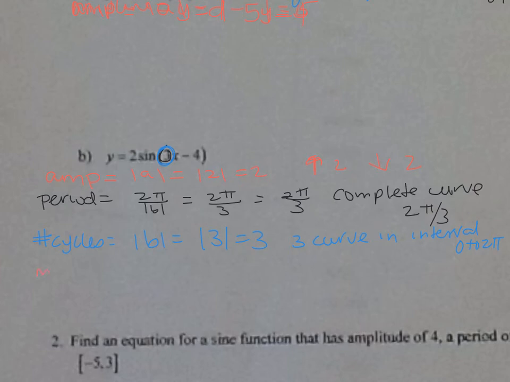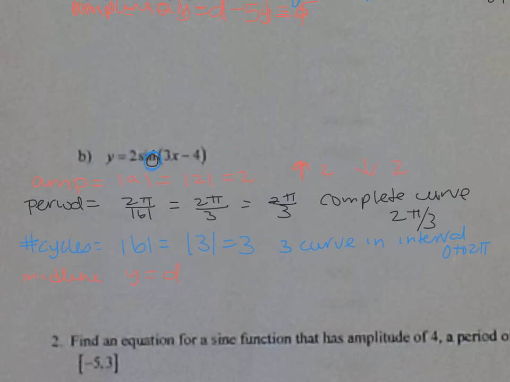Next is the midline. Is y equals d. That's the middle of the curve. It's what is being added to the end of the equation back here. So there's nothing being added. That means that's a plus 0 or minus 0. So that means my midline is y is equal to 0. So the middle of my curve is 0.